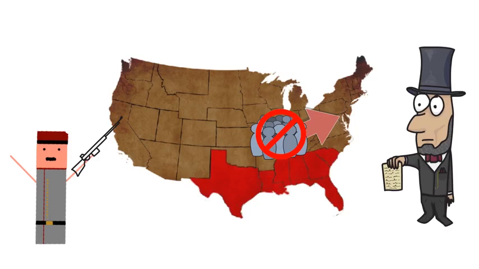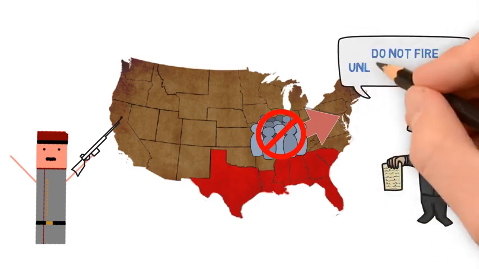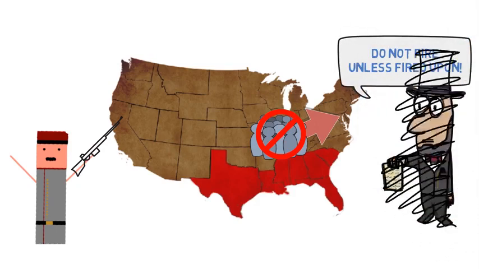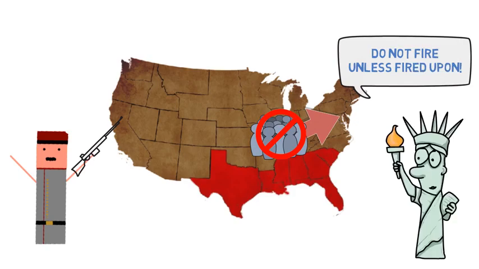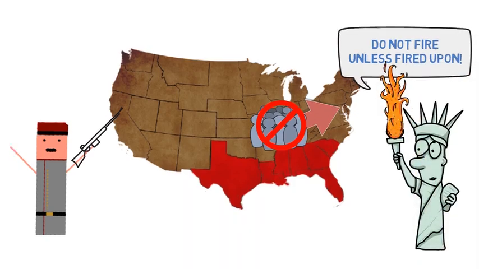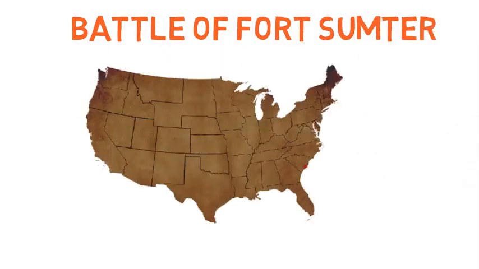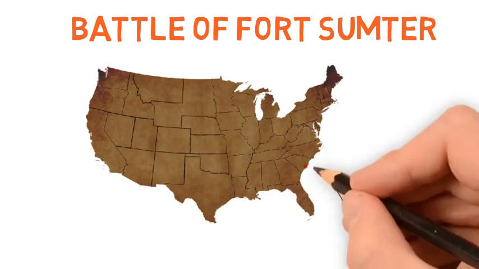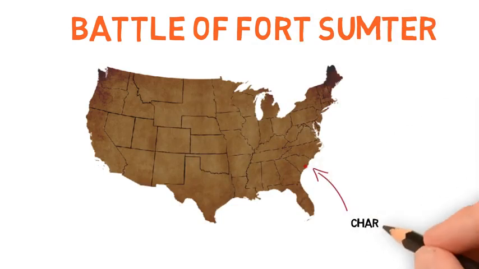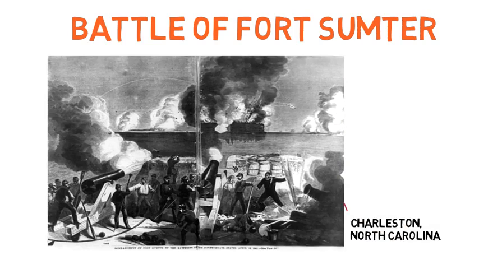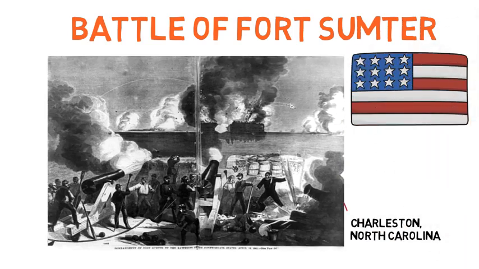A few forts remained under Union control in the South, and Lincoln ordered them not to surrender, but only fire when fired upon. And this is where the flame of war is lit, and the US Civil War effectively begins, with the Battle of Fort Sumter in Charleston, North Carolina. The South demanded the surrender of the fort, but they refused and were then bombarded and forced to capitulate. This rallied the North to the defense of American nationalism and to the defense of the Union.